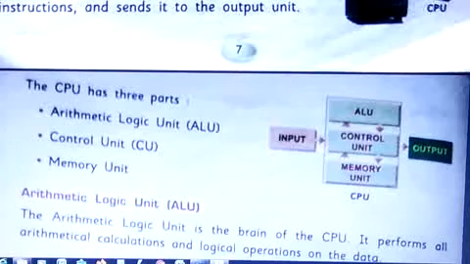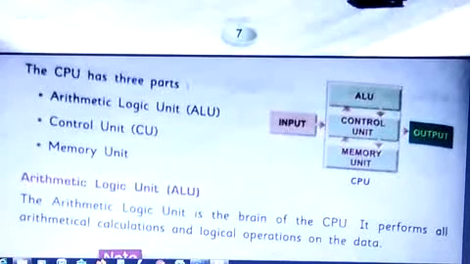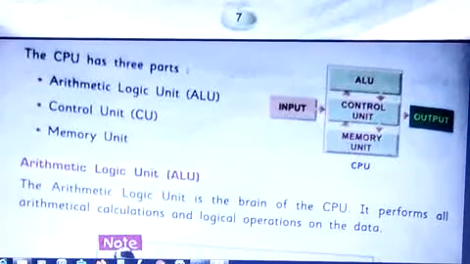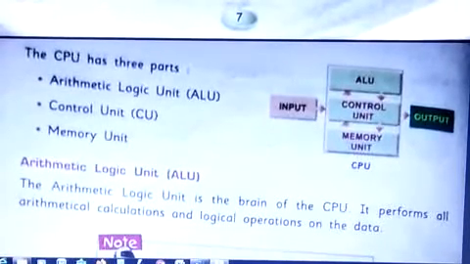The parts of the CPU. The CPU has three parts, as you can see over the board. Arithmetic logical unit, which we know as ALU, control unit, which we call CU, and the last one is memory unit. Here you can see in the picture, it is a structural format of working of the CPU with the help of computer.